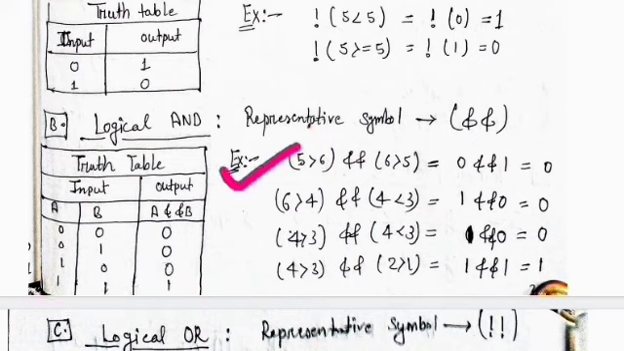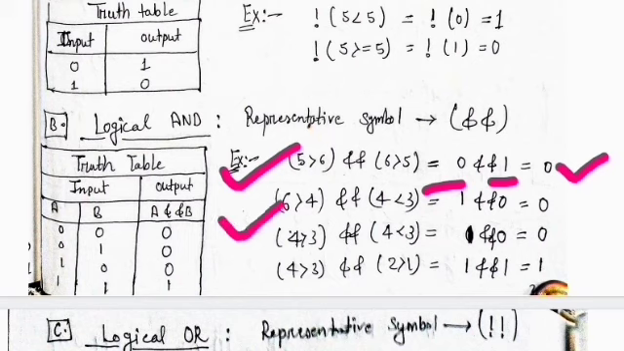Now come to the solution. The solution is: given 5 is greater than 6 logical AND 6 is greater than 5. Now here we know that 5 is greater than 6 is false, so we represent it as 0. And here 6 is greater than 5, yes, it is true, so this is represented as 1. Now 0 logical AND 1 is what? 0. Because we know that if any input is 0, then the output is also 0.